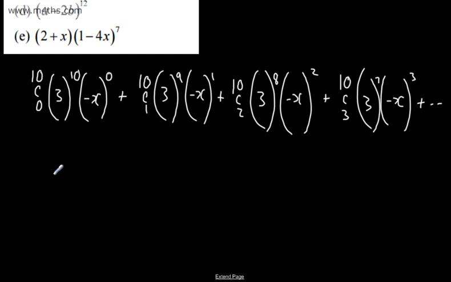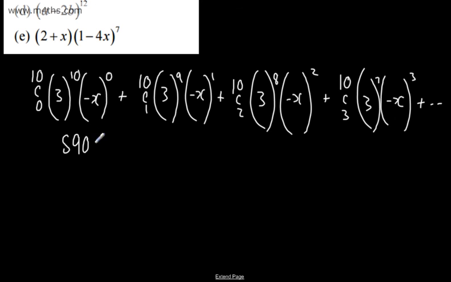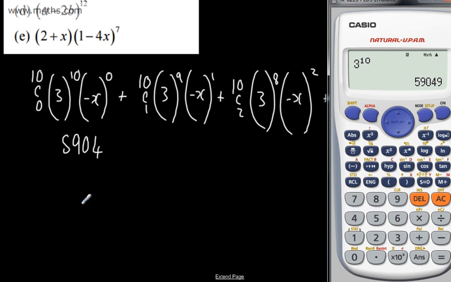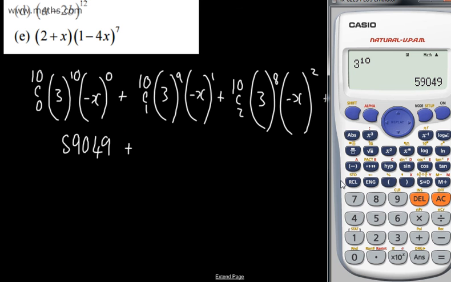Okay, so again, I'm going to write this out. In all reality, I'd want the next line to show what each of these is. But we know 10C0 is 1, so all we need is 3 to the power of 10. So 3 to the power of 10, that's going to give 59049. Now, if you wanted to do an extra line, I'd just bracket that off, put that's 1 and that's 1. Okay, 10C1. Well, 10C1 is going to be 10.